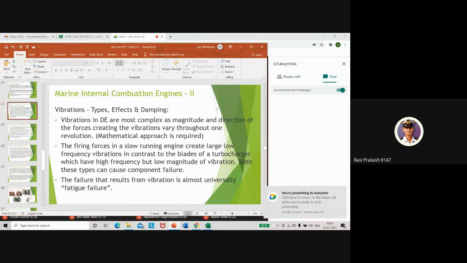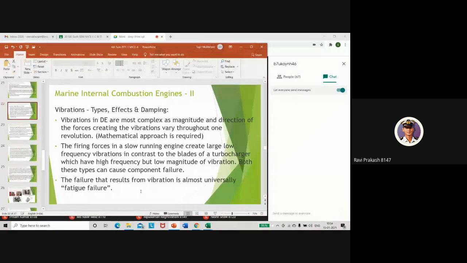The firing forces in a slow-running engine create large, low-frequency vibrations, in contrast to the blades of a turbocharger, which have high frequency but low magnitude of vibration. Low magnitude and amplitude mean the same here. Both these types can cause component failure. That means if you have a large amplitude of vibration but the frequency is low, it can cause fatigue failure. And in another case, where the frequency is very high but the amplitude is very small, that means a very small vibration, there also you can have a failure. In either case, vibration can cause fatigue failure. So the failure that results from vibration is almost universally fatigue failure.